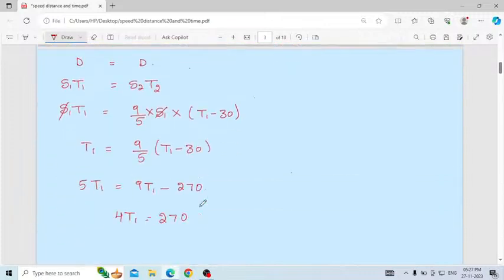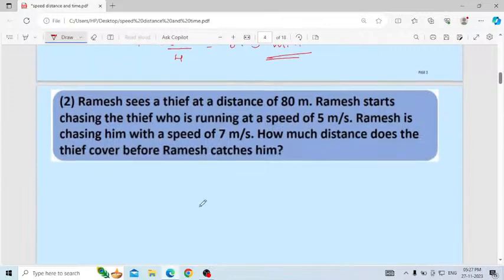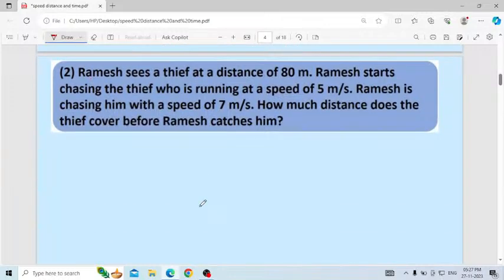Let us move to the next question. Simple questions, but you have to know how to solve them. It will be easy for you. Then the next question, question number 2. Ramesh sees a thief at a distance of 80 meter. I will draw the diagram first. See here the position of Ramesh, here the position of the thief.